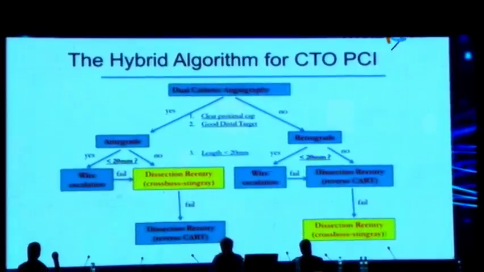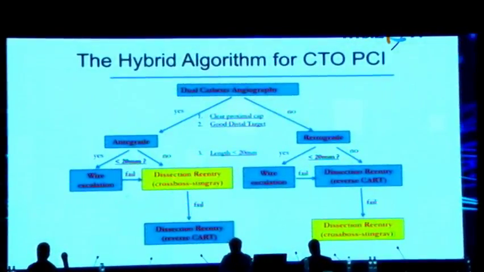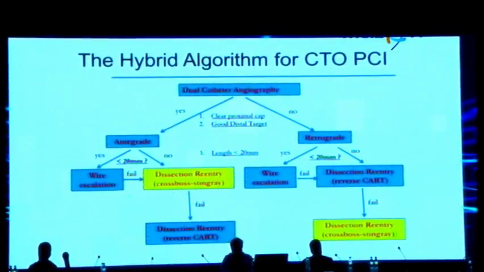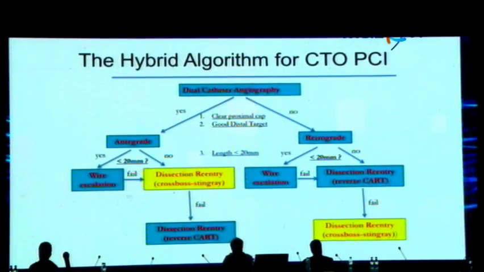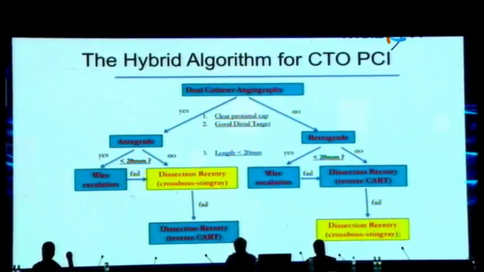Now, if it's a lesion that you can wire efficiently, start off with wire escalation, whether it's antegrade or retrograde. Now, if it's a long lesion, or because of tortuosity or calcium you think you can't wire it efficiently, then just accept that you're going to go subintimal and try and re-enter. So, antegrade dissection re-entry essentially has become CrossBoss Stingray, although we just saw a presentation on wire-based re-entry. Retrograde dissection re-entry is some form of reverse CART. And the key is if one of these strategies doesn't work, switch strategies.